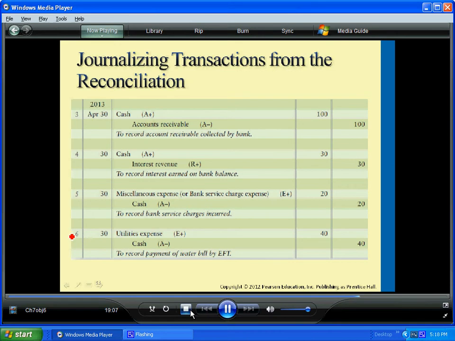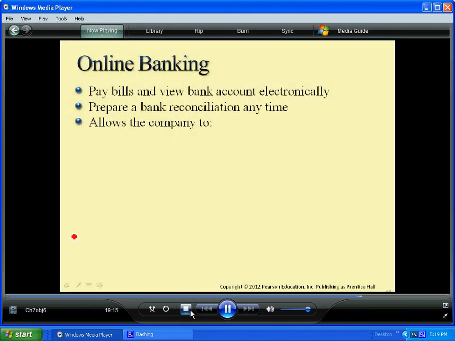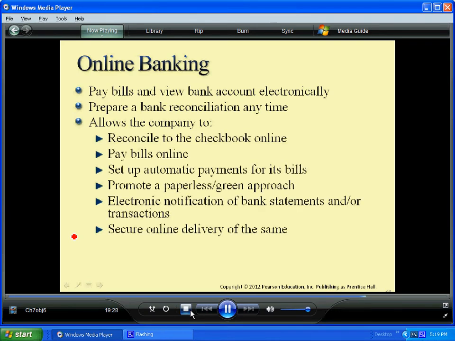Online banking allows us to pay bills and view bank account activity electronically. It also allows us to prepare a bank reconciliation at any time, not just at the end of the month. What else can it do? It allows the company to reconcile the checkbook online, pay bills, set up automatic payments, promote a paperless approach, and receive electronic notifications from the bank regarding statements and transactions. As long as we've got proper computer security, it's a secure online delivery system for us.